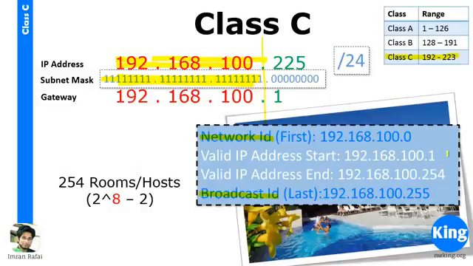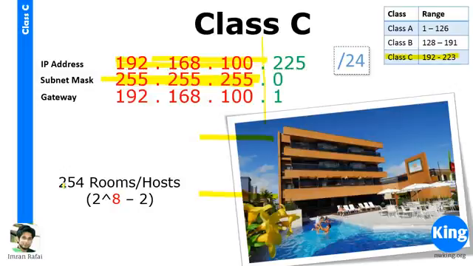To know how many valid IP addresses there are in this network, we use the formula 2 to the power of the number of host bits. In this case, the number of host bits is the number of zeros, which is 8. So 2 to the power 8 minus 2 is nothing but 254 hosts, or valid rooms in the case of the hotel analogy. If you take the hotel analogy, it is like a hotel with 254 rooms. So this is room number 225.